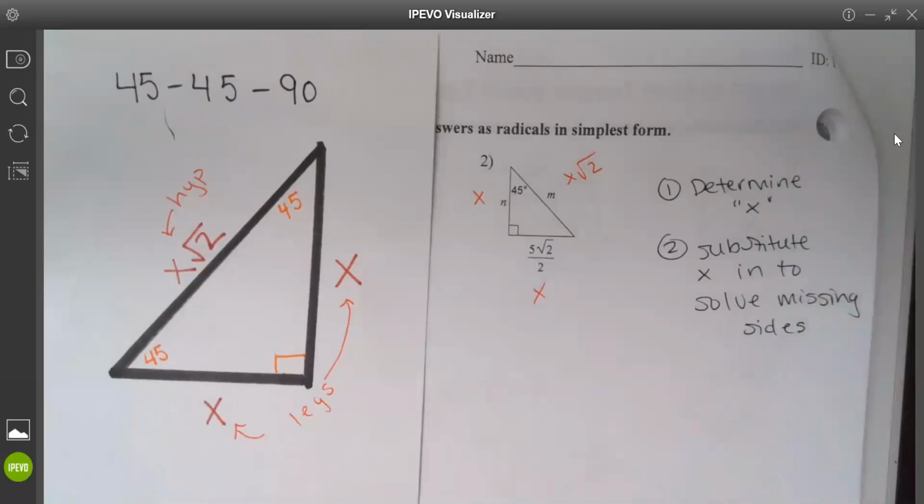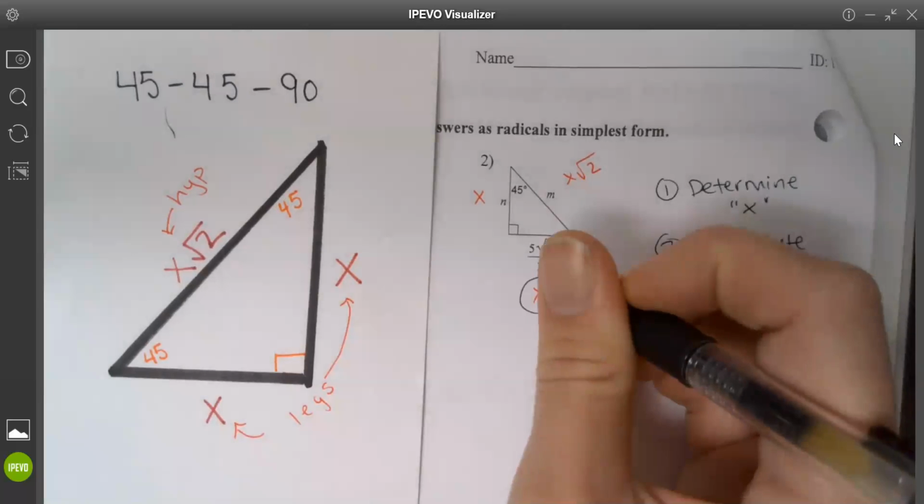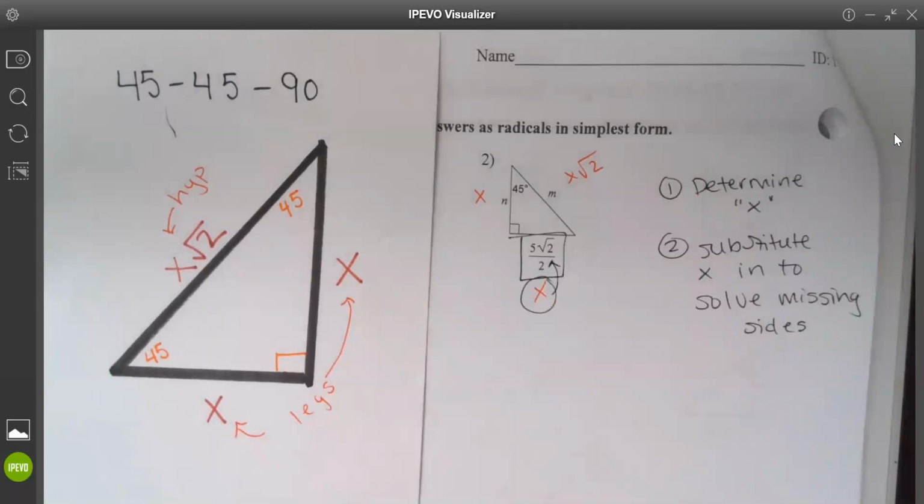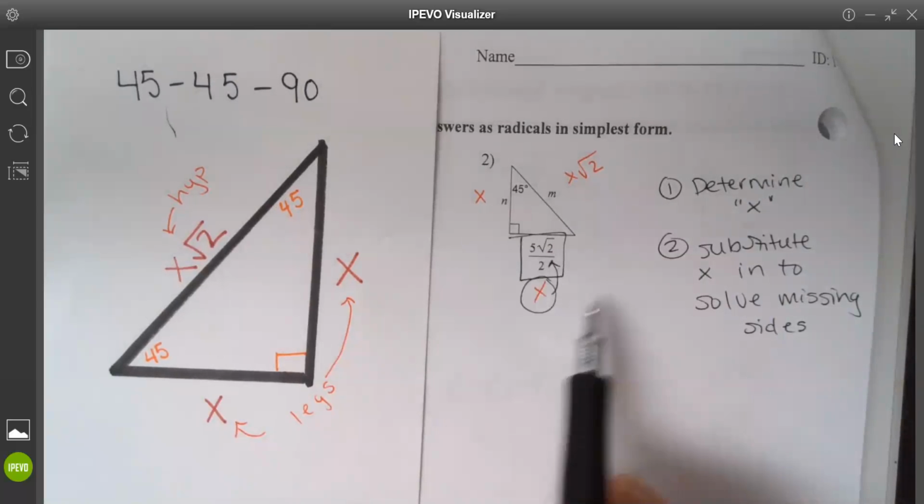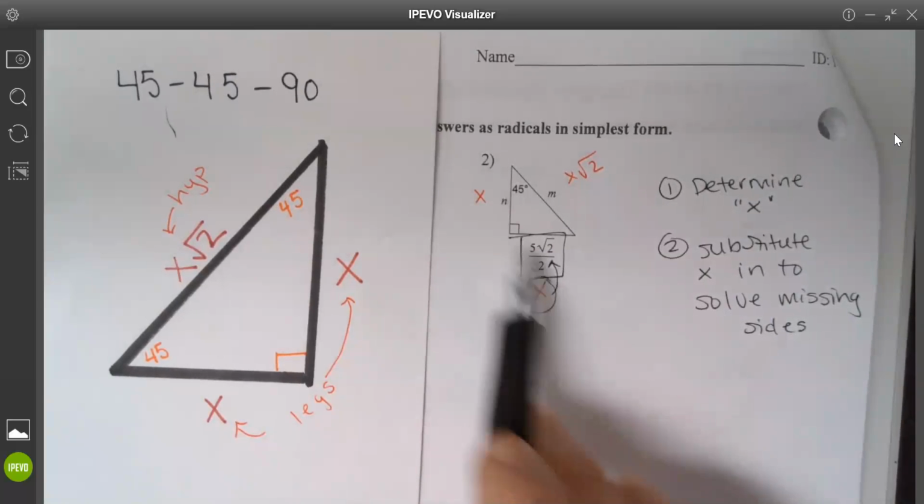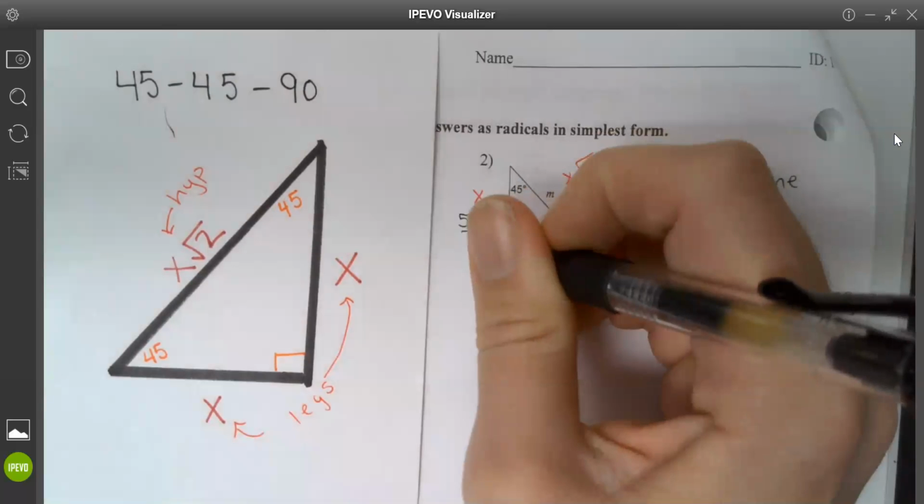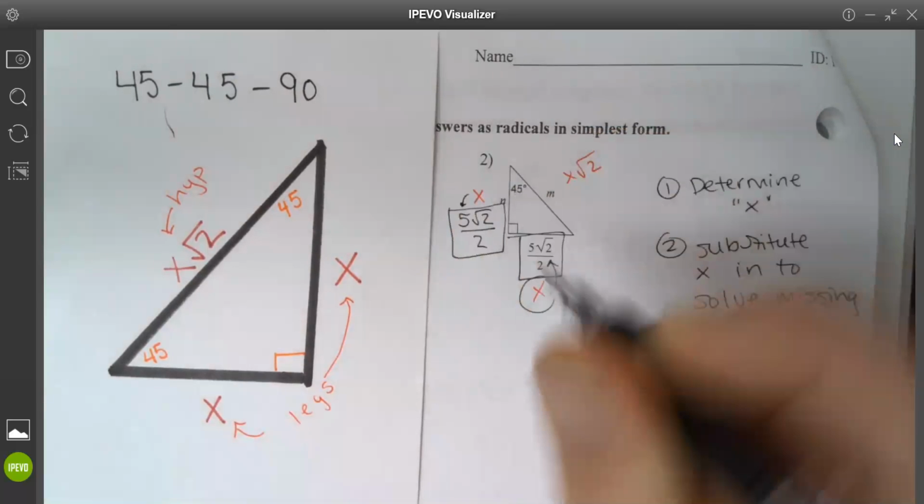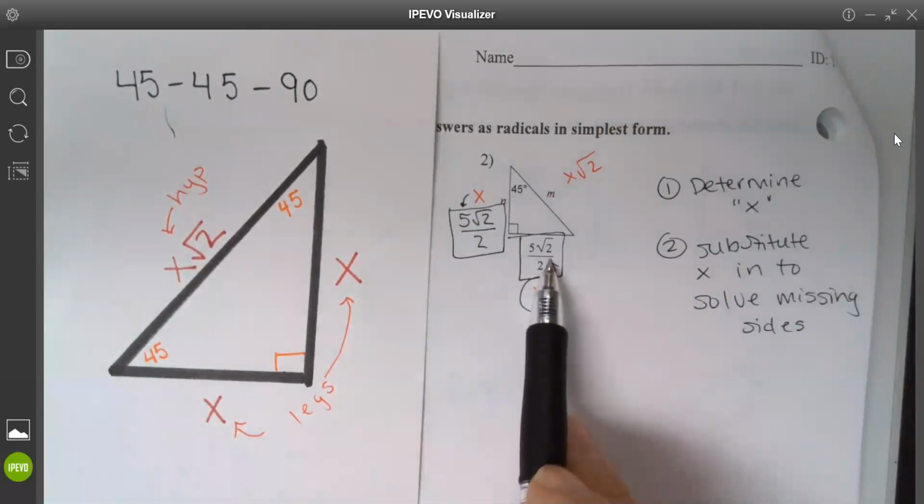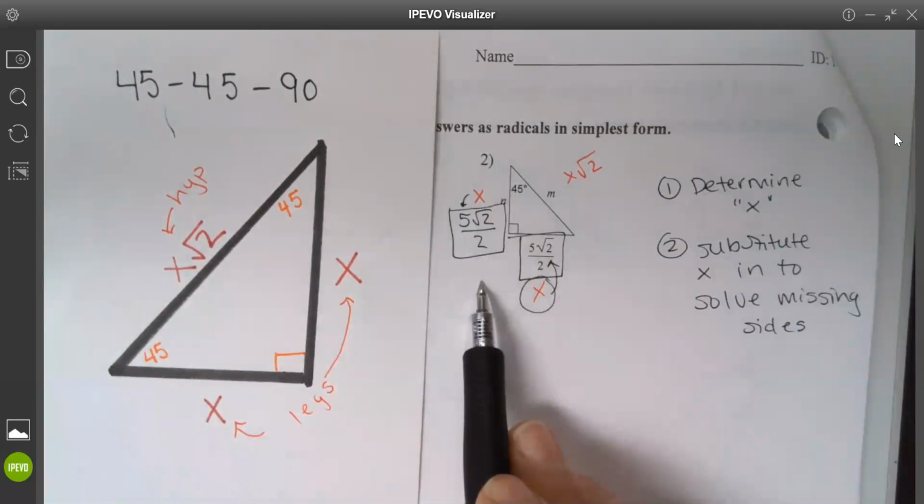For this particular setup, I'm given what X is. X is 5 rad 2 over 2. It gives me a side that is in side X. So I know X is 5 rad 2 over 2, and I'm going to substitute X into this pattern all the way around my triangle. On this side, it's again just X. On my 45-45, my two legs are always the exact same value. So this side is also 5 rad 2 over 2. Just substituting in X, this side is just X.